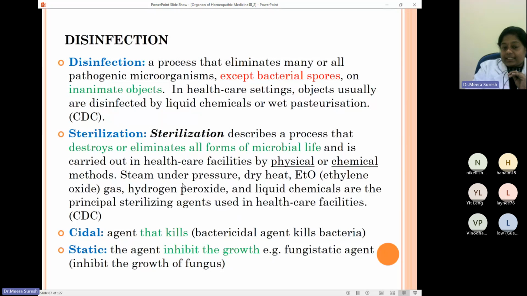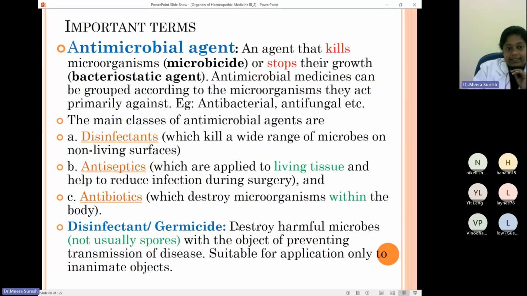The physical methods and chemical methods we'll be seeing in the coming slides. Some of the examples given here are steam under pressure, dry heat, ETO or ethylene oxide gas, hydrogen peroxide, and liquid chemicals, which are the main sterilizing agents used in healthcare facilities. Then there are the terms cidal and static, but before that, we'll go to the next slide.